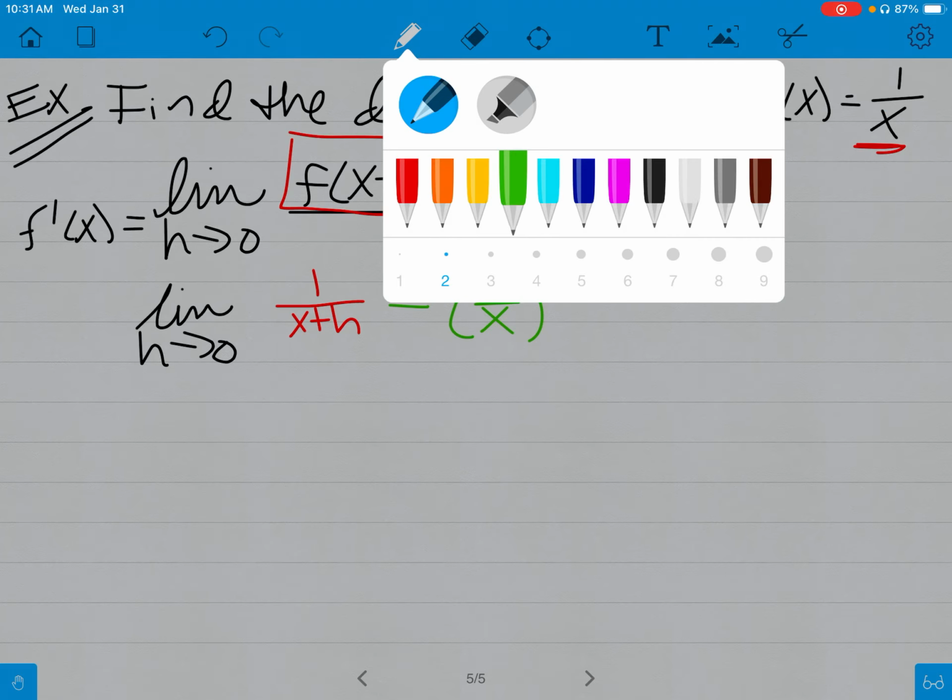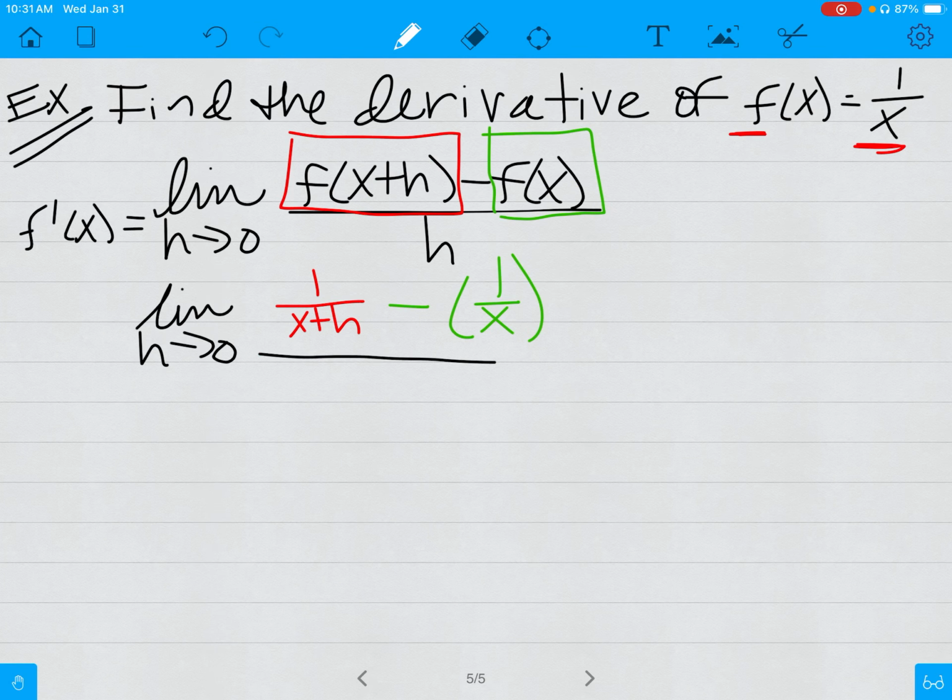And then that whole thing is all over h. And so at this point, you might be wondering, how in the heck do I simplify this thing in the numerator where I have 1 over x plus h minus 1 over x? Well, since they're both fractions, the way that we combine two fractions like that is to get a common denominator, right? And in this case, we've got x plus h here in the denominator and x over here.